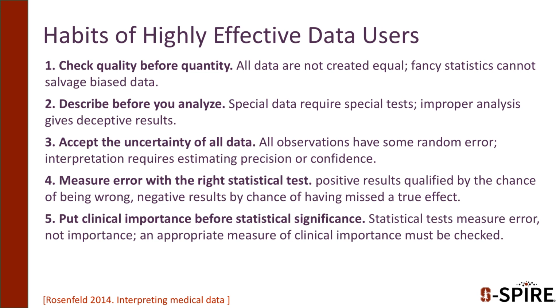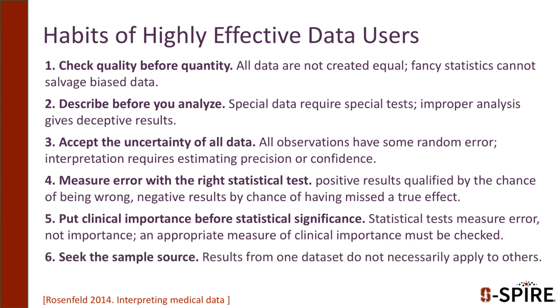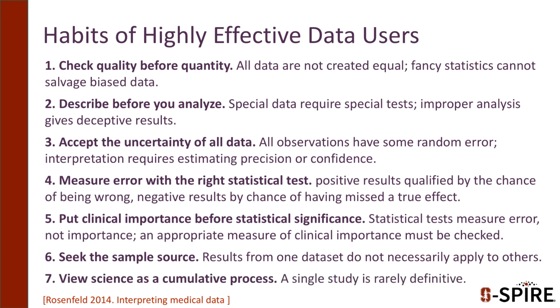Put clinical importance before statistical significance. Statistical tests measure error, not importance. So an appropriate measure of clinical importance must be checked every time. Seek the sample source. Results from one data set do not necessarily apply to others. And overall, we should keep in mind that science is a cumulative process. A single study is rarely definitive.